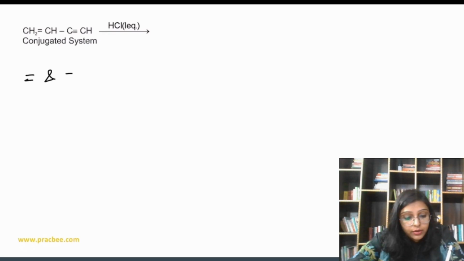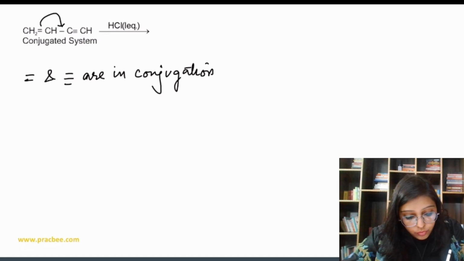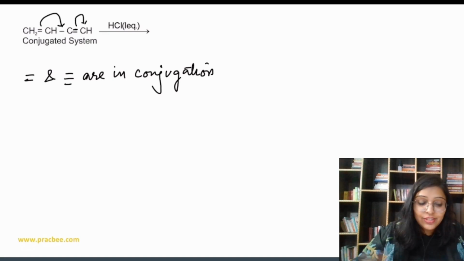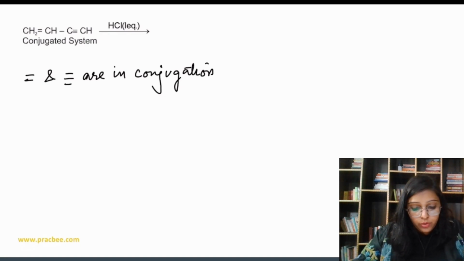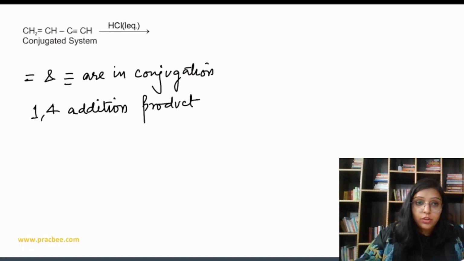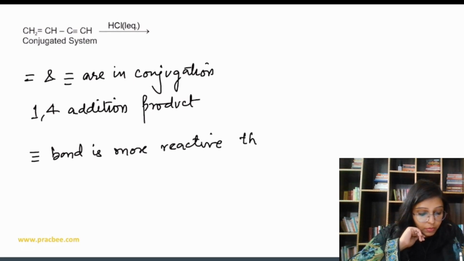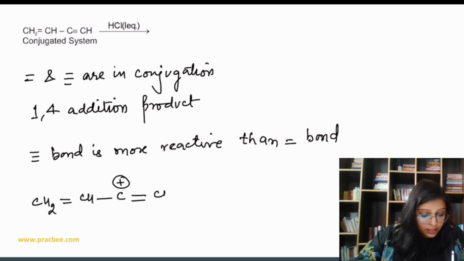If double bond and triple bond are in conjugation, it means we can move like this, right? It can move like this, it is possible. So we get 1,4 addition product. So actually what happens? Here triple bond is more reactive than double bond. Why? See, if we react on triple bond, we get carbocation formation over here and we get CH2.